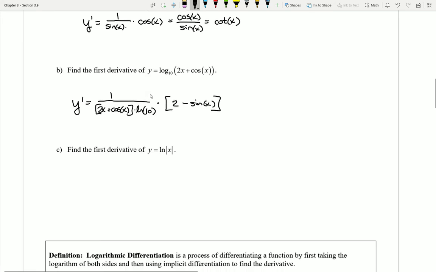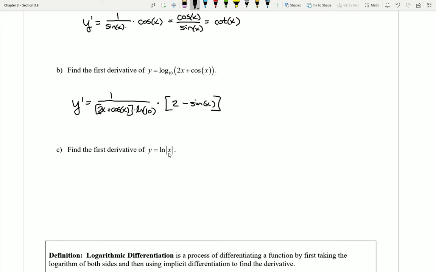Well, let's take a look then here at part C. Here I'm going to have the natural log of the absolute value of x, and I want to try to take a look at the derivative of this. Now, what's kind of weird here is that I don't really have any derivative rules formed for taking derivatives of absolute values, nor will we actually define any absolute value derivative rules this semester.